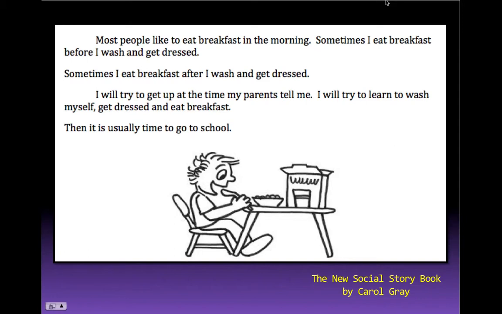So this social story is written from the person's point of view and gives them strategies and lets them know what it is they're going to try to do. So even though it's about dressing, it ends with the idea that after I'm dressed, there's still something else that I can expect, and that's going to school.